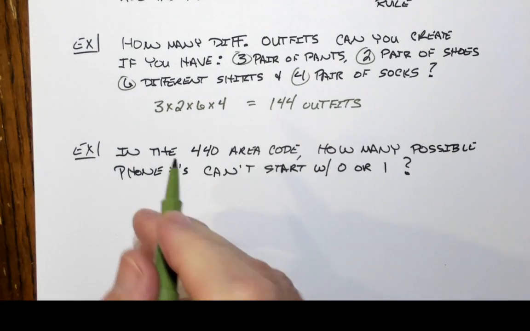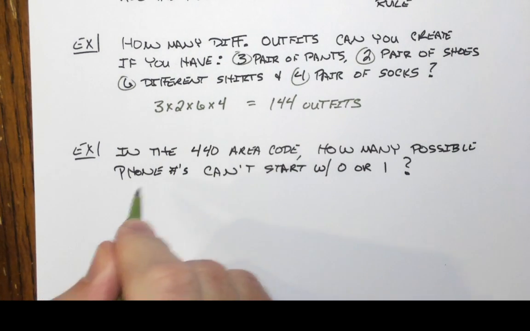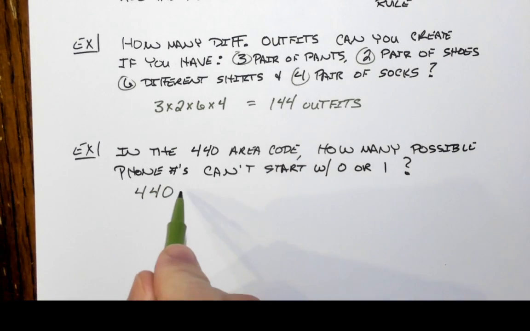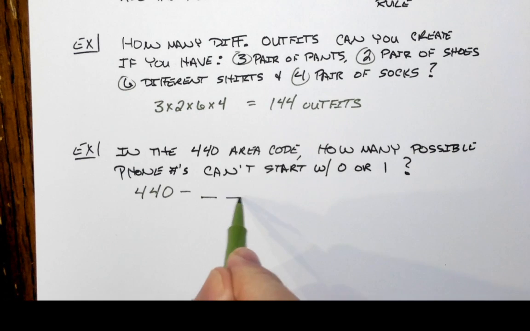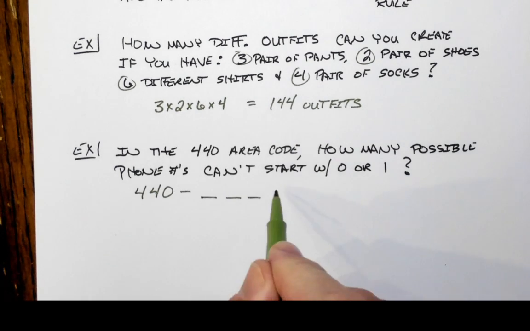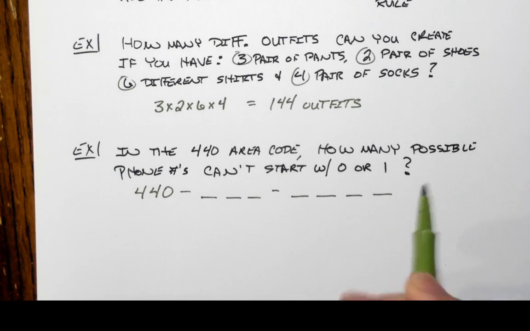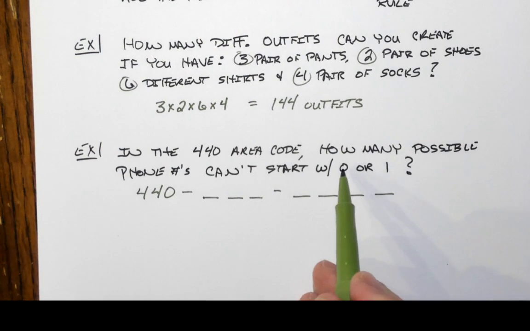Phone numbers, everyone starts with an area code. Here we're in a 440. Then as phone numbers go, there are 3 digits. Then there are 4 digits. How our phone numbers are assigned to us, randomly, of course. So we can't start with a 0, we can't start with a 1.